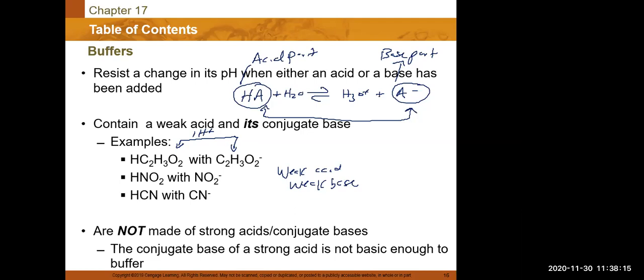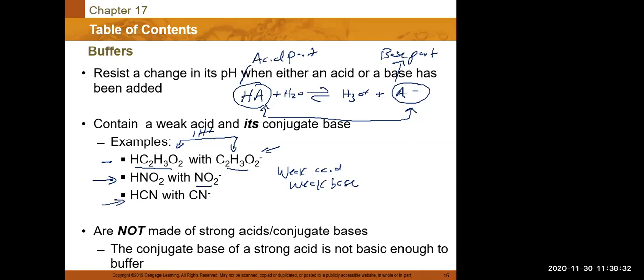And that allows it really to maintain its pH. So these are some examples of buffers. This is acetic acid and acetate. That's a weak acid and its conjugate base. This is nitrous acid and nitrite, weak acid and its conjugate base.